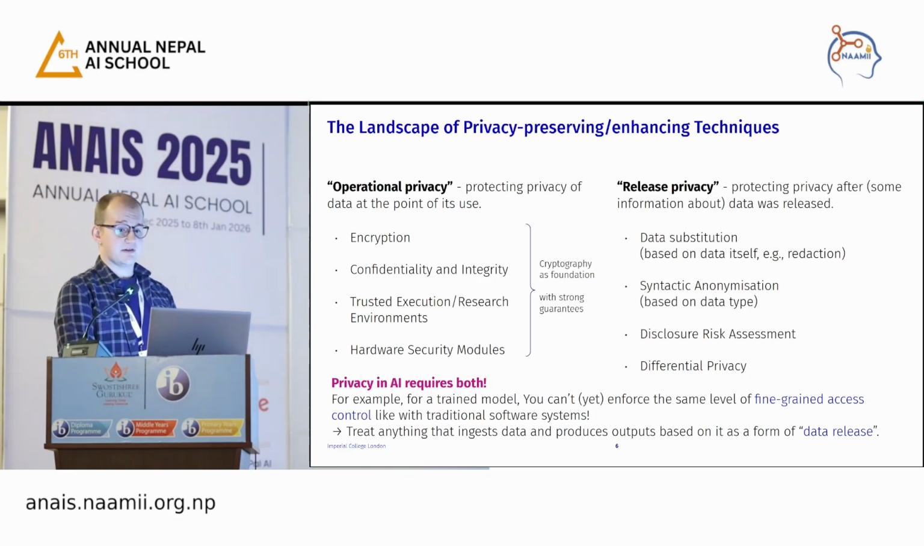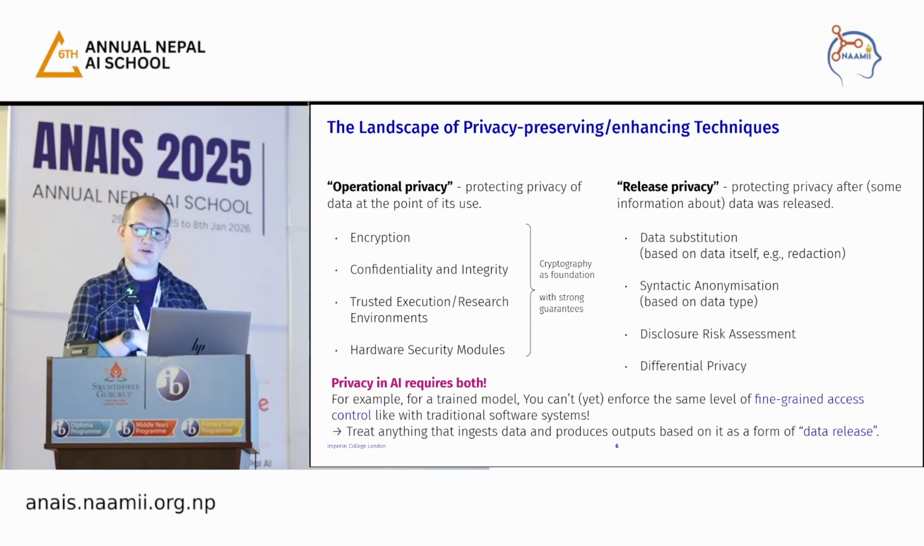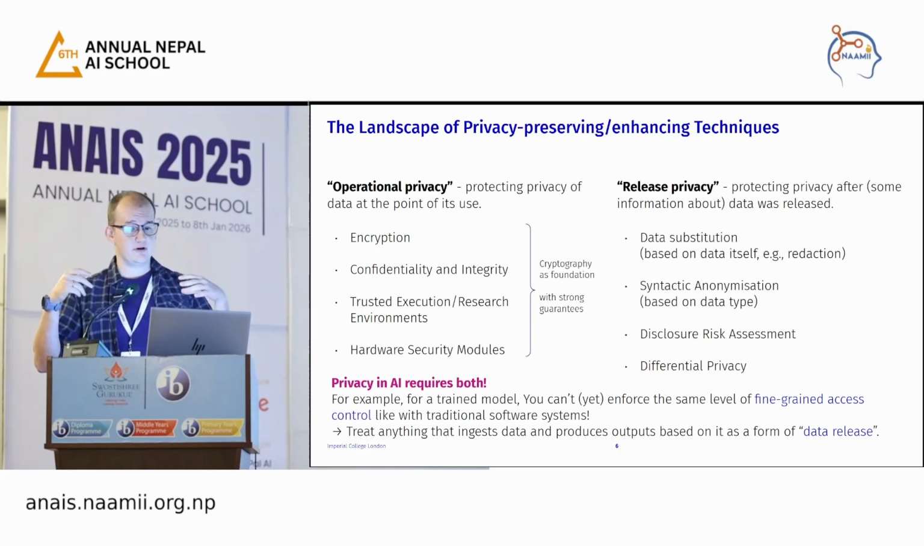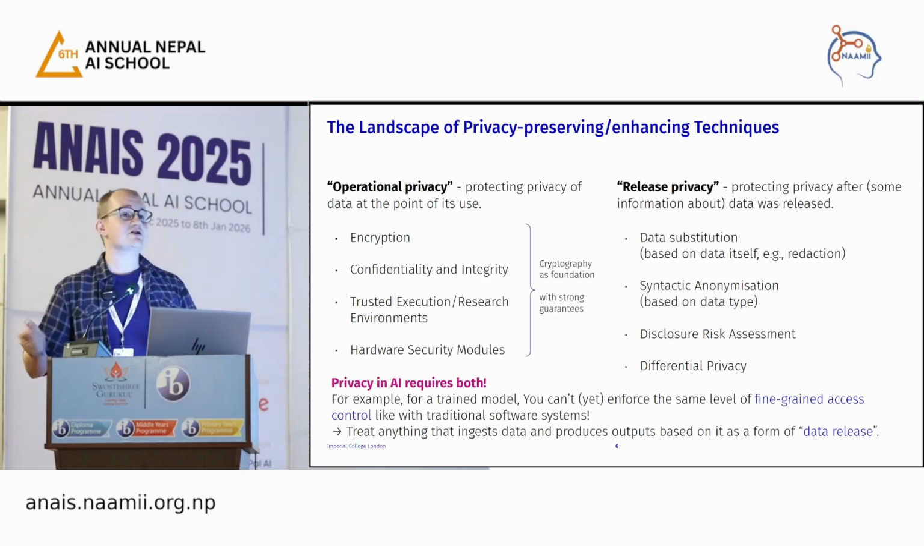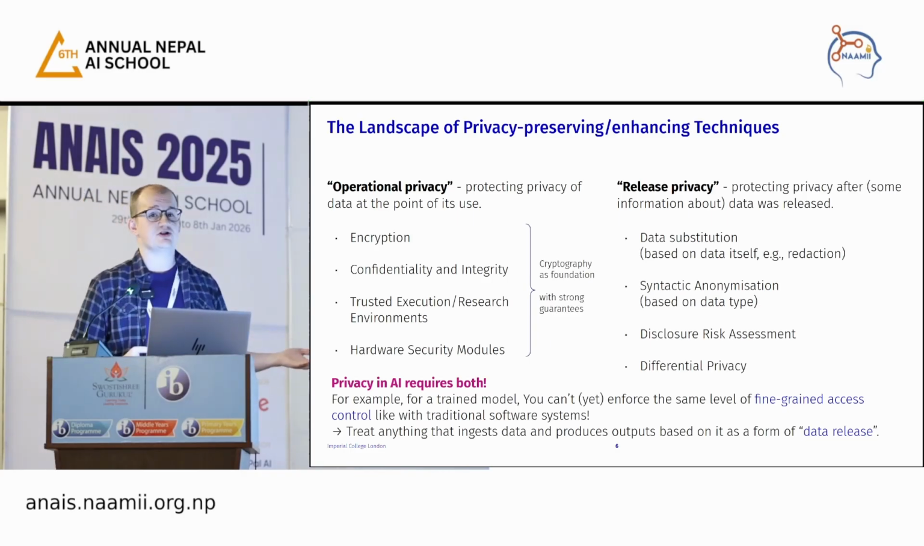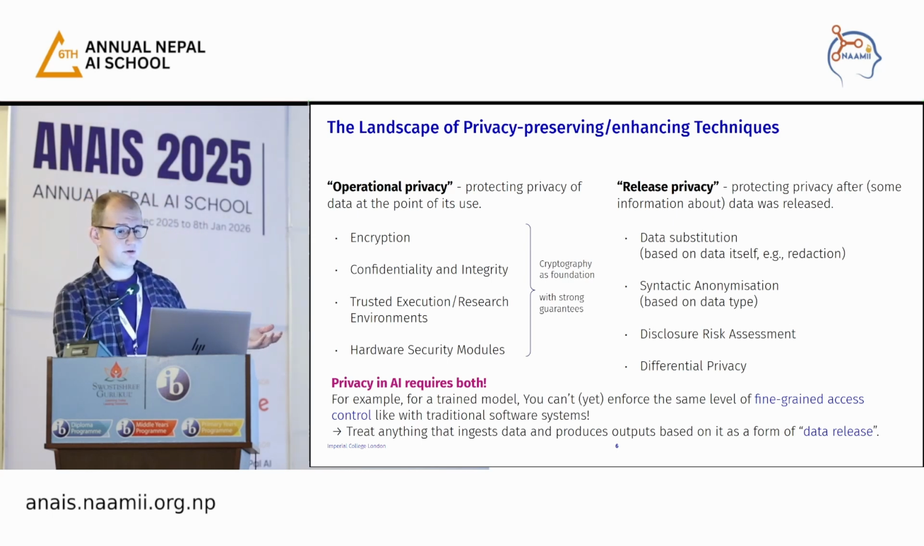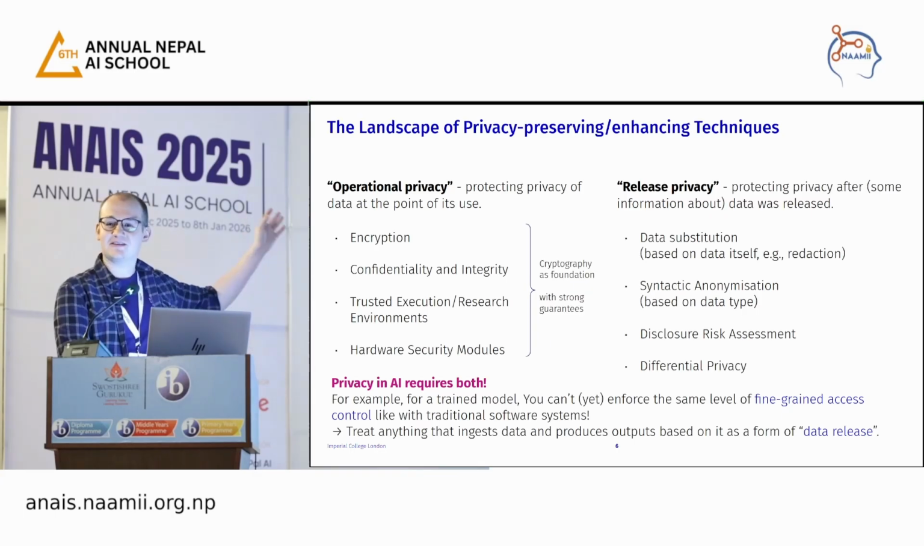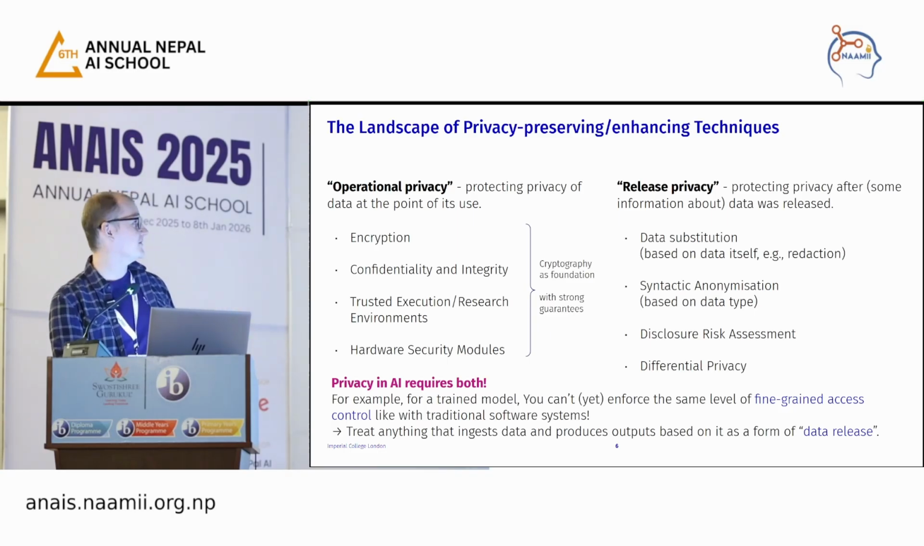Now, if we look at another strand of privacy, what I like to call release privacy, that is when we are looking at how we can protect the privacy of the data after some information about that data was released intentionally, right? Like, for example, publishing statistics, right? And here we look into different types of approaches. We look at data substitution. For example, if you share a document with sensitive names, there was a US story where they released a lot of data with a lot of redactions, right? So you might have heard about this in the news. So you redact whatever faces, names, and so on.